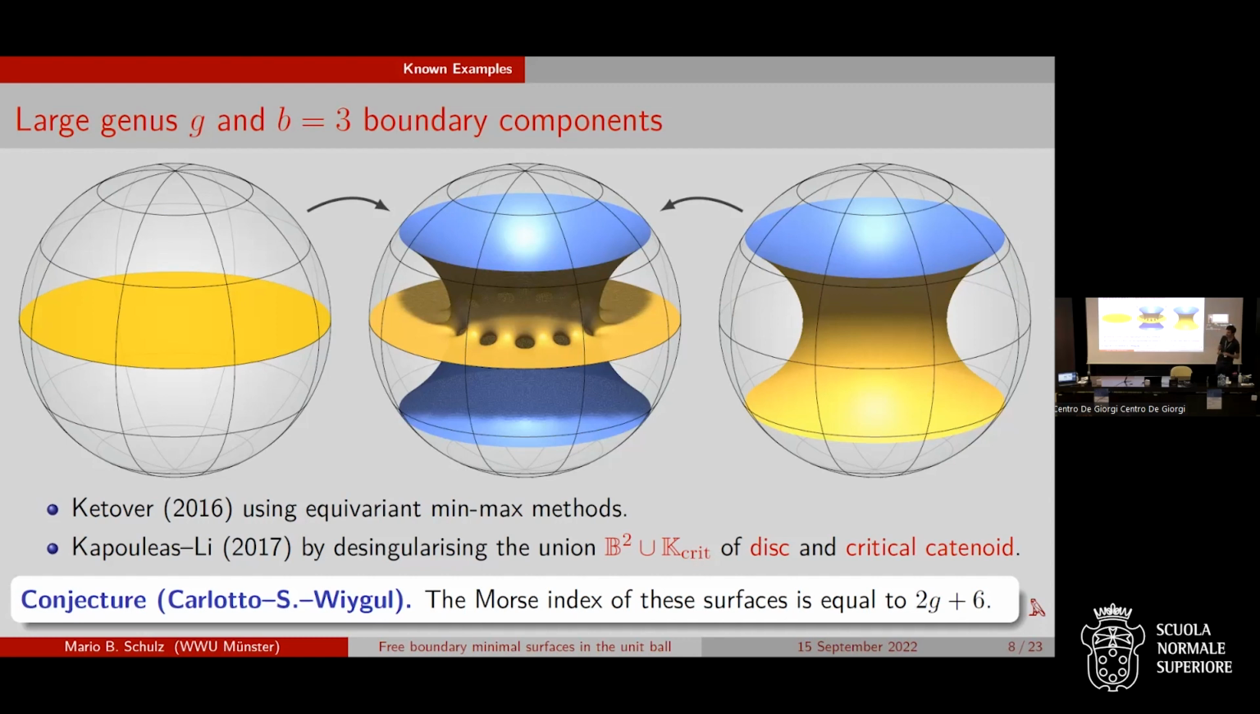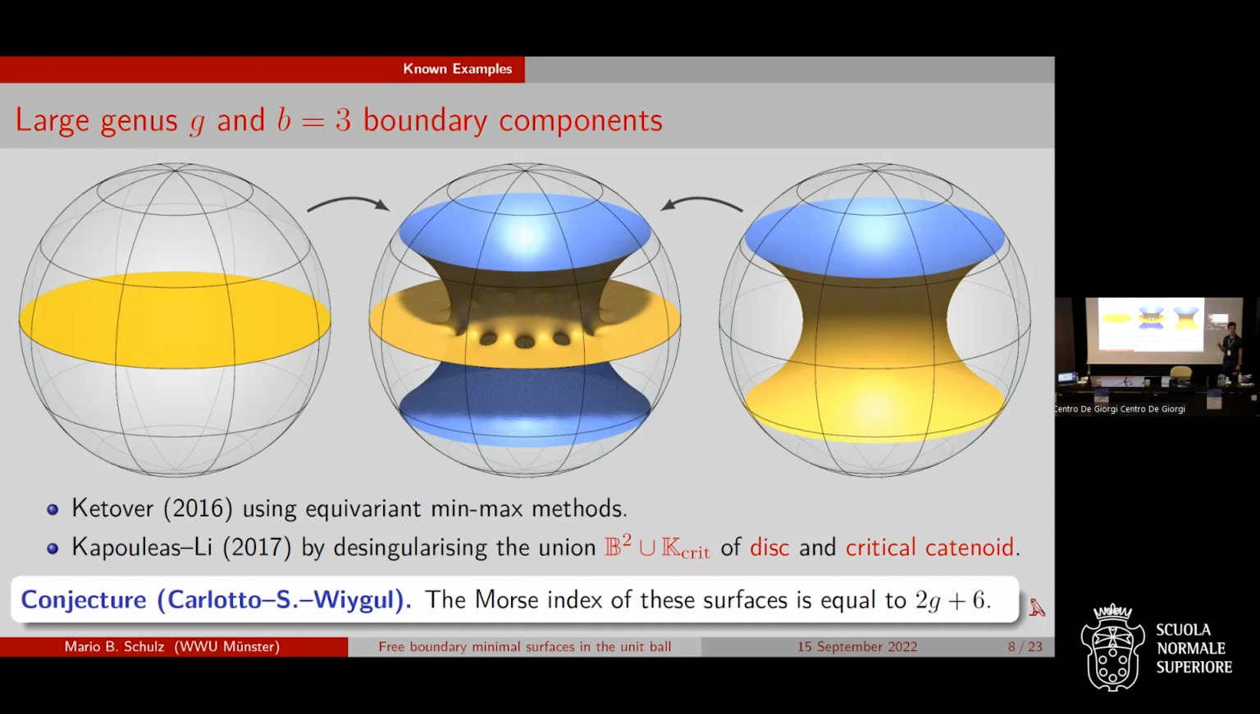Again, we have a conjecture about the Morse index. In this case, it's 2 times G plus 6. Here the conjecture is very simple, it's rather obvious why this should be, if you know the Morse index of the complete cousins of these surfaces.